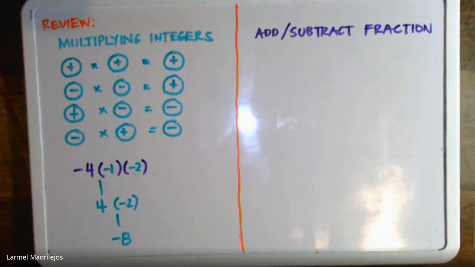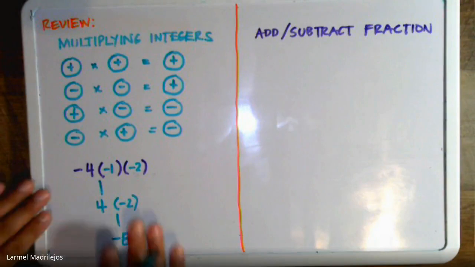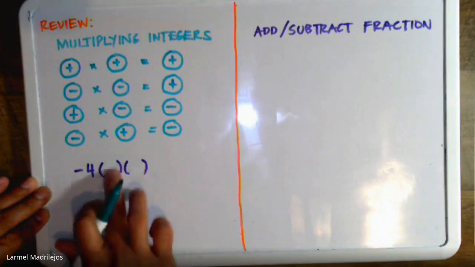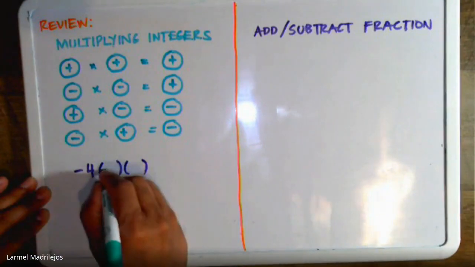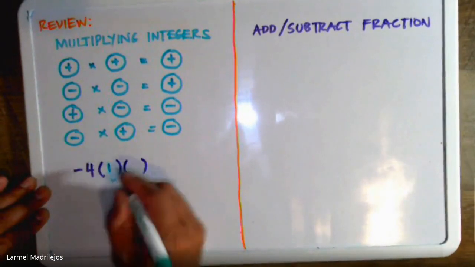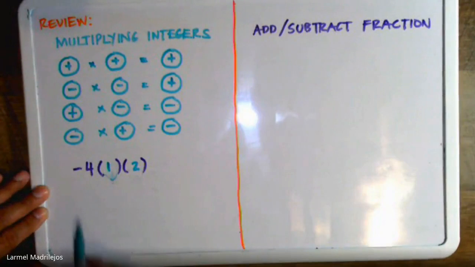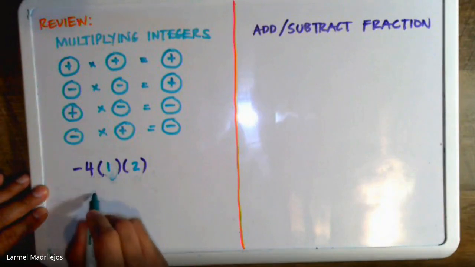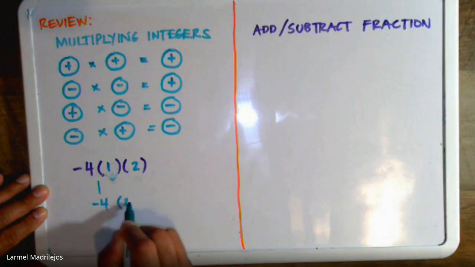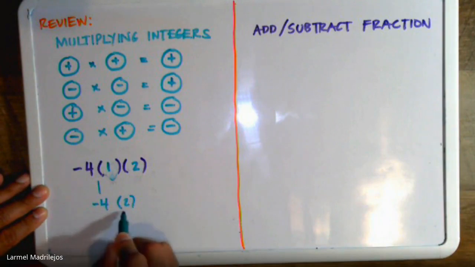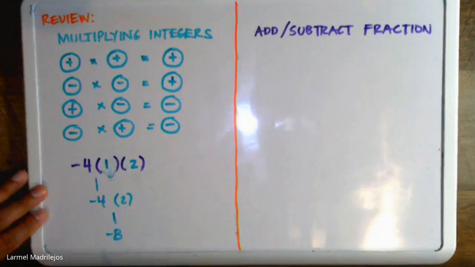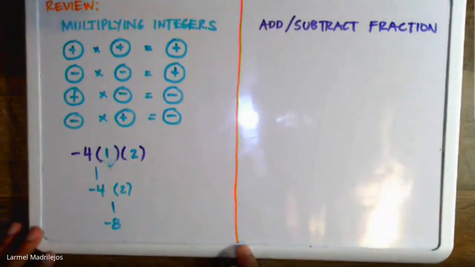Okay, last example. What if both of them are positive? So this is the only negative here. Positive 1 and positive 2. Negative 4 times 1, this answer is negative 4. Bring down the 2, negative 4 times 2, the answer is still negative 8. This is just a scenario.